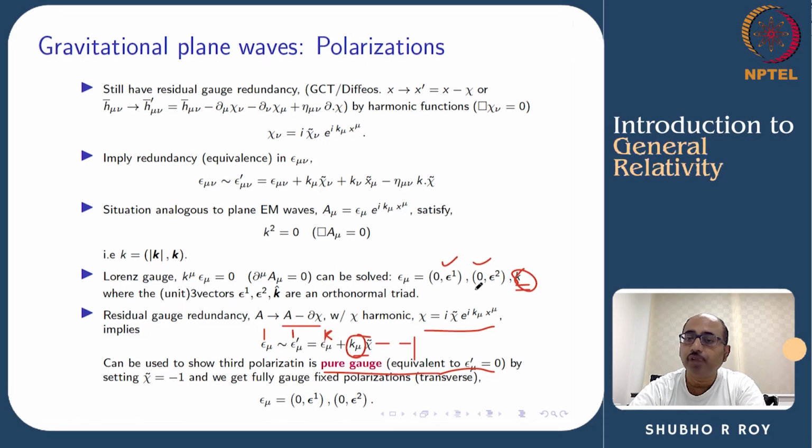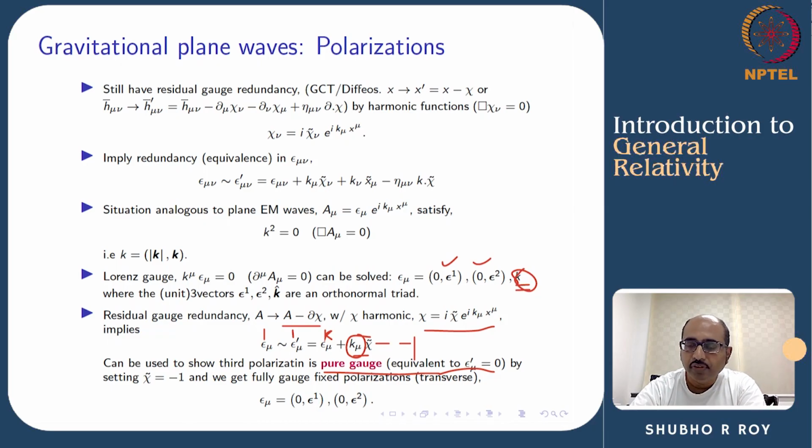These are both transverse because they are orthogonal to the direction of propagation. Otherwise, they won't satisfy the Lorentz gauge condition. So these are the two transverse polarizations of the electromagnetic field, which is studied in undergrad. In fact, these are two linear polarizations which are orthogonal to the direction of propagation. These are transverse waves.